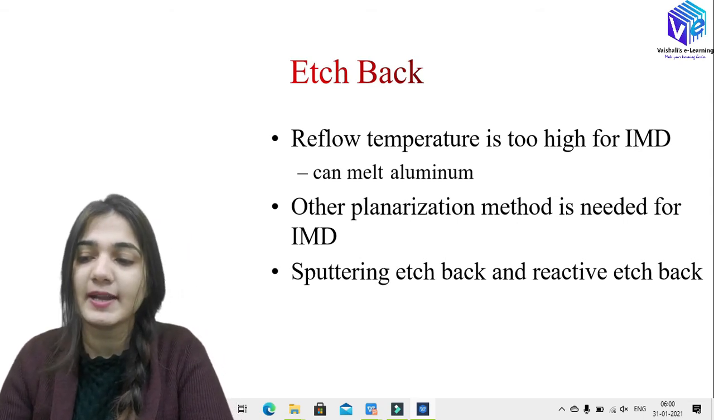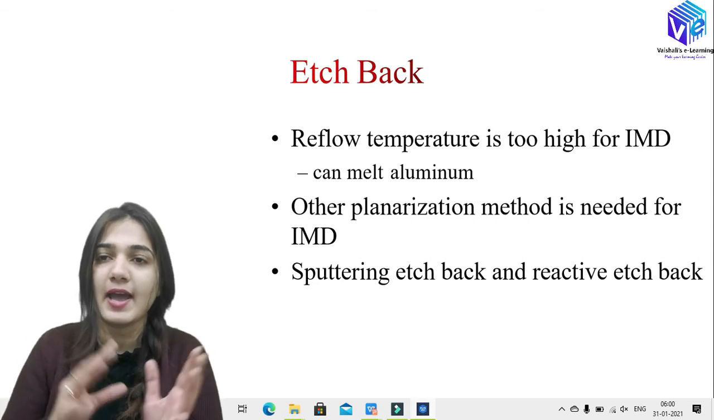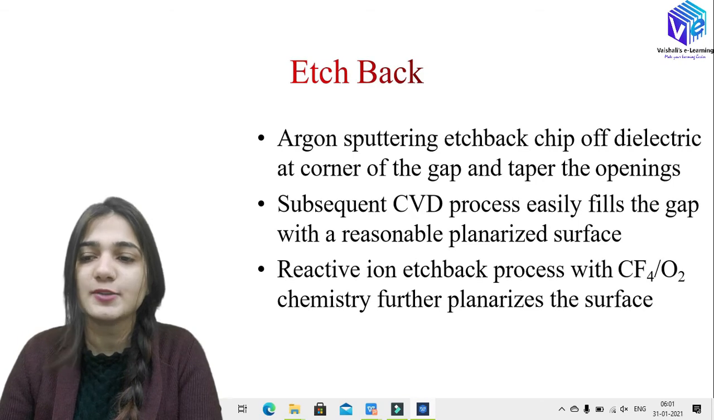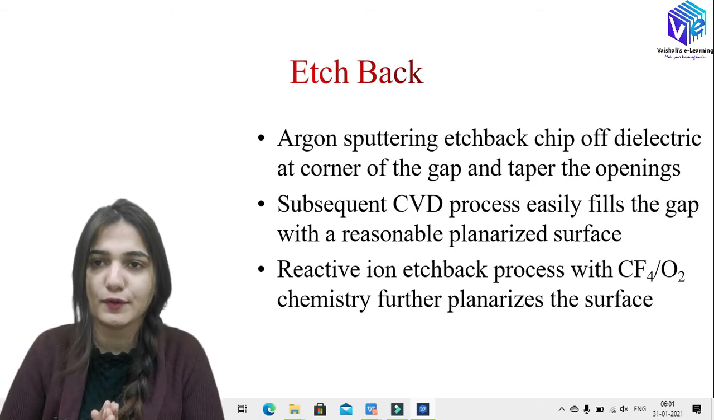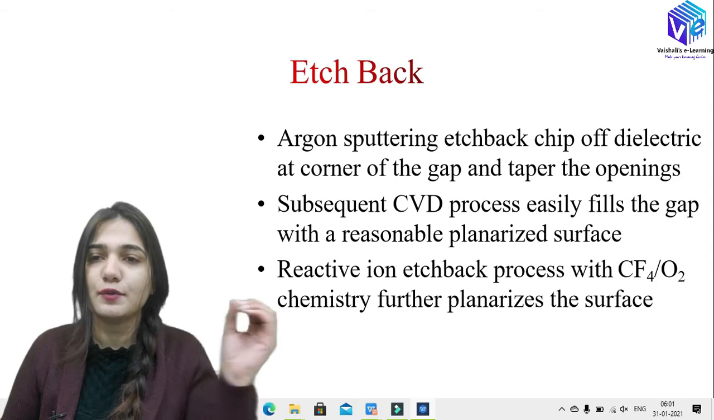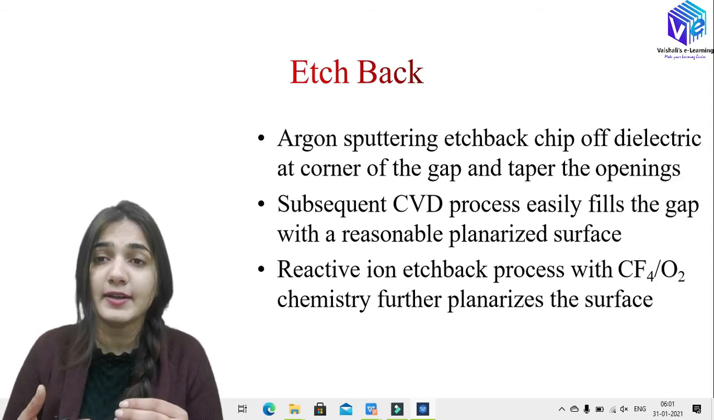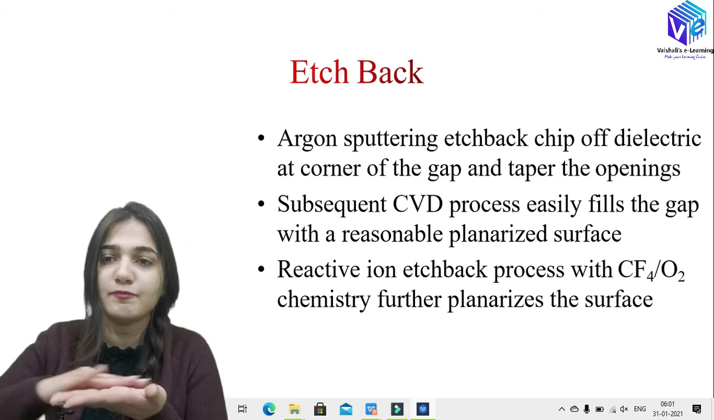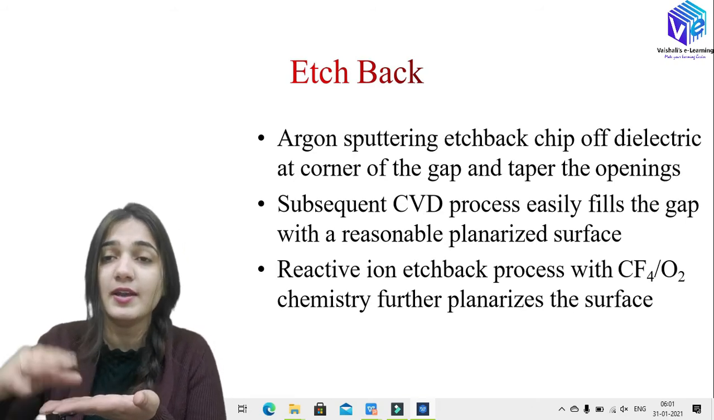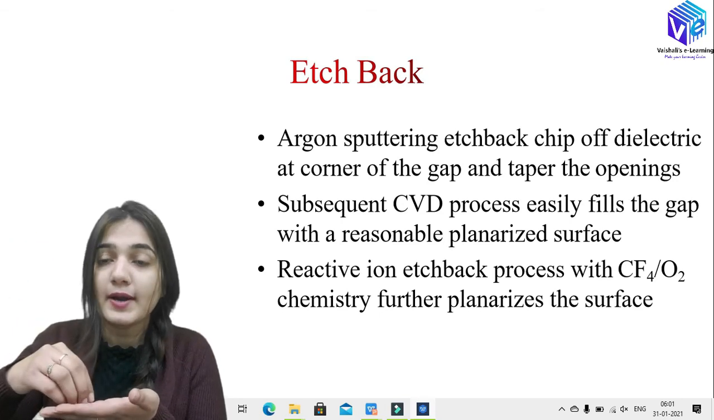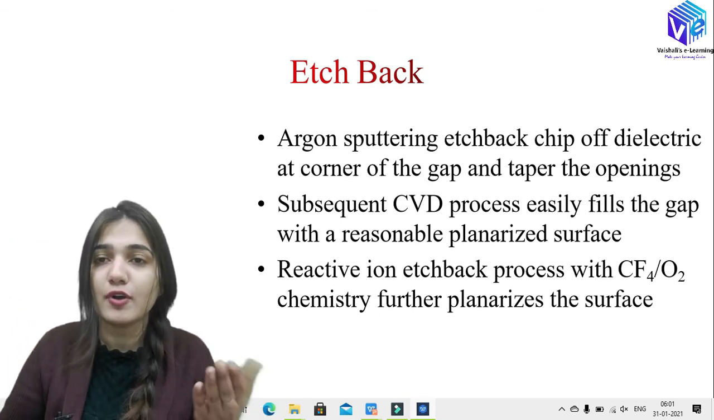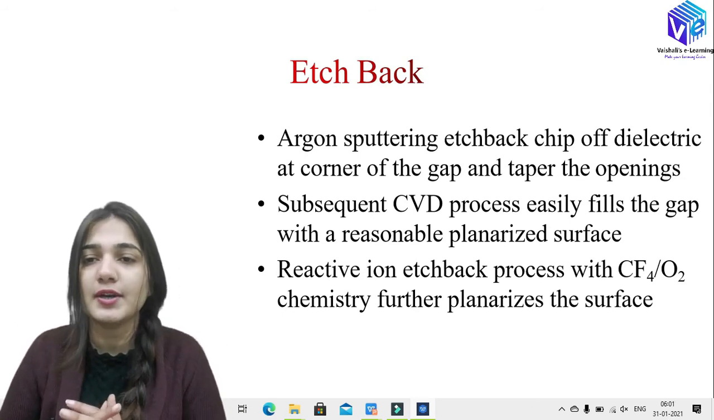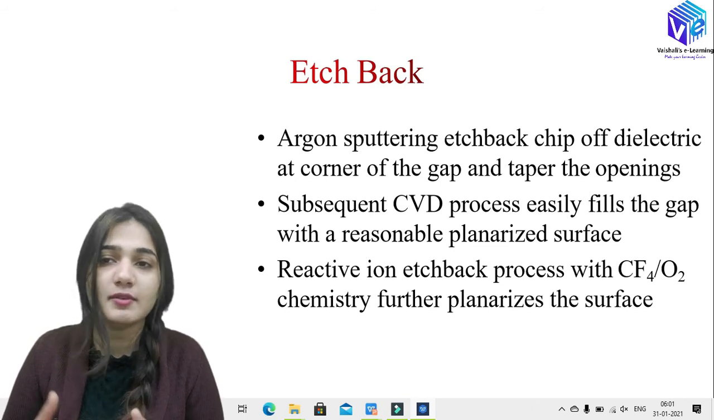So the sputtering etchback and the reactive etchback, both are combined and both are used as a single process. So what is happening in the sputtering etchback? We are using the argon. I have already told you in the CVD process that argon is going to have the higher momentum with a higher velocity. It is going to transfer the momentum to the thin film that we have deposited, and when the momentum is transferred, then the atoms are removed from the layer, and this is how we are doing etching. After that we can again do the deposition, and then I can do the reactive etching.